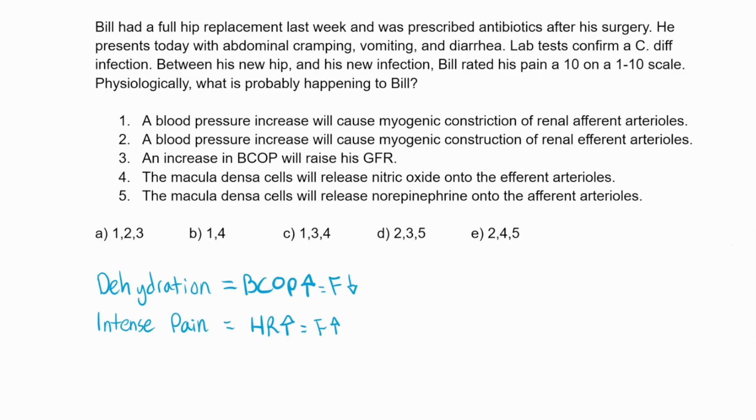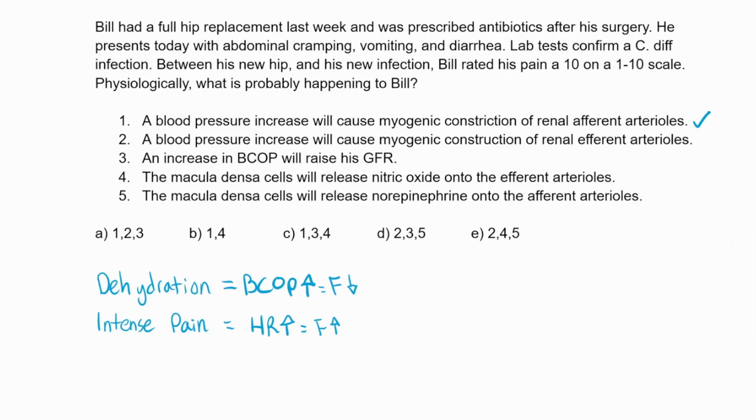First off, a blood pressure increase. BCOP doesn't affect blood pressure, so we're going to be looking at our heart rate going up. A blood pressure increase will cause myogenic constriction of renal afferent arterioles. There are stretch receptors on the afferent arterioles that, when blood pressure increases, will cause constriction, and this is myogenic. And so the first one is right.